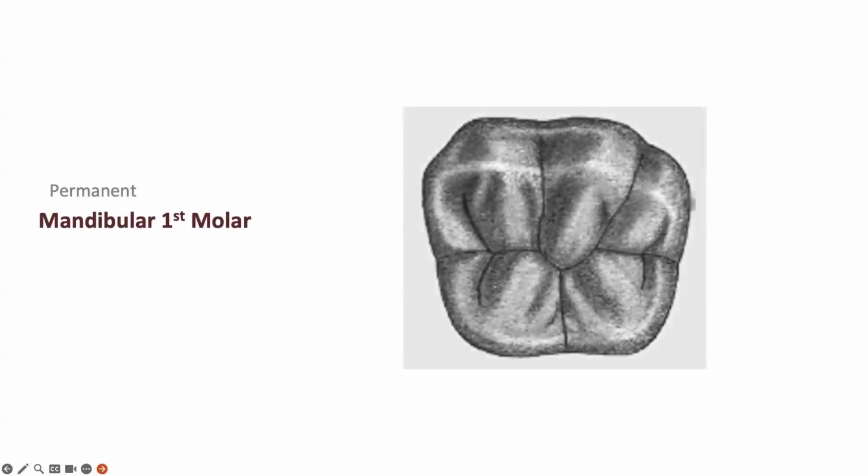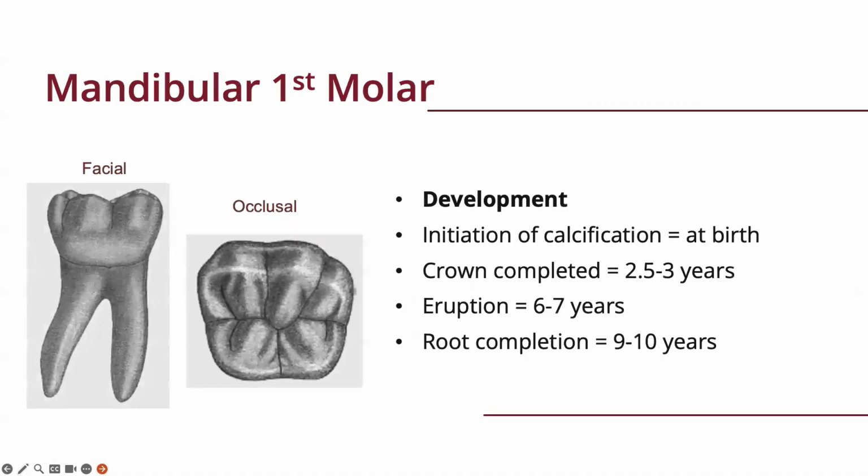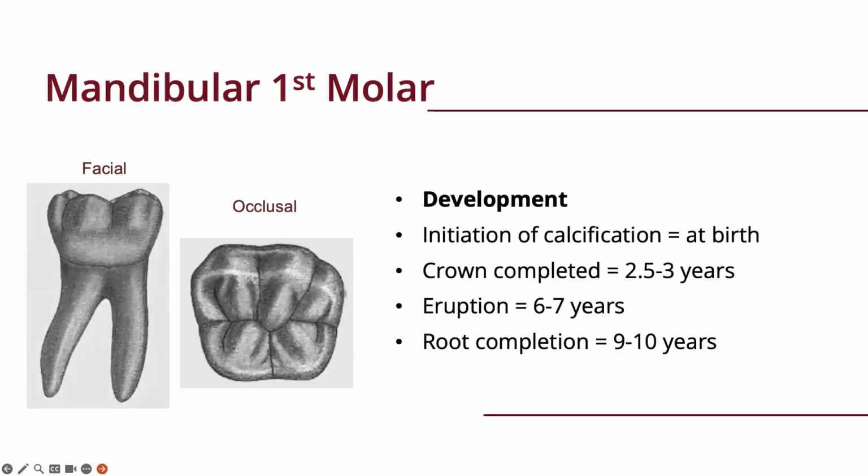Now let's look more closely at each of the molars, starting with the mandibular first molar. The development of the mandibular first molar begins with the initiation of calcification at birth. The crown will complete its formation around the ages of 2.5 to 3 years. It will erupt into the mouth between the ages of 6 and 7 years and complete its root formation between the ages of 9 and 10 years.